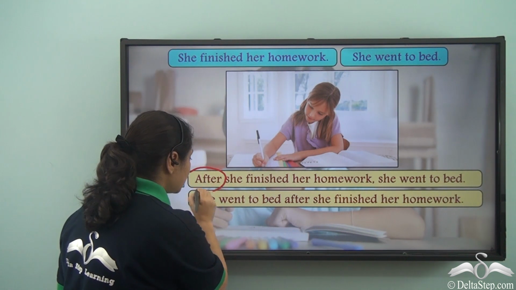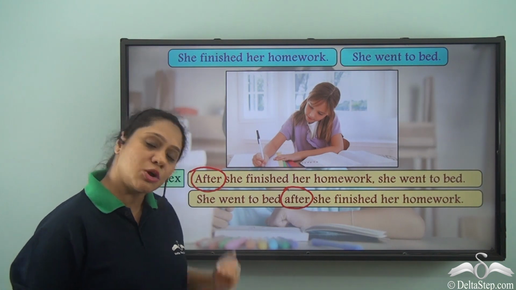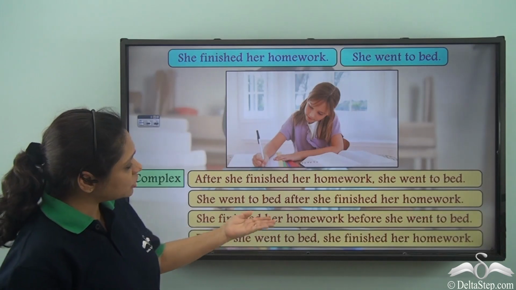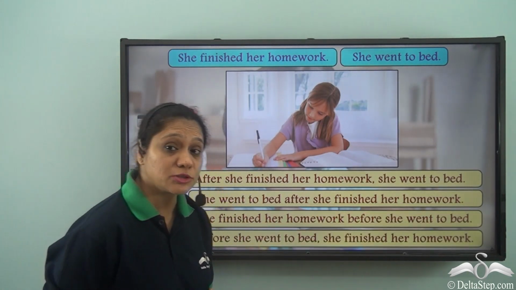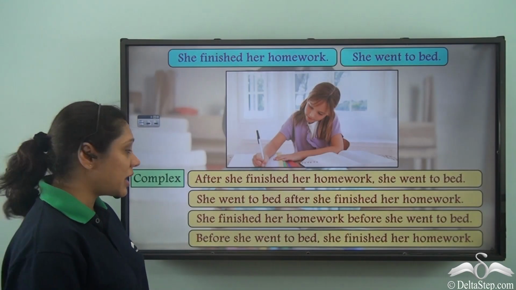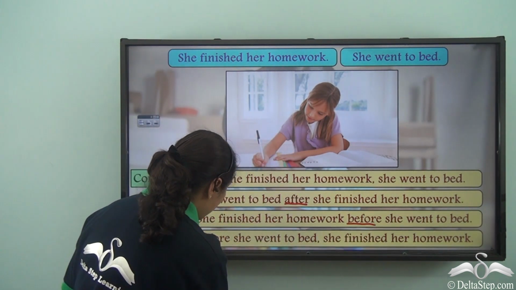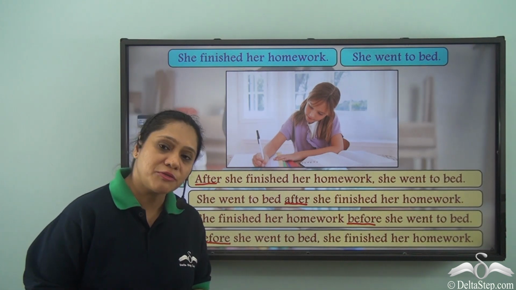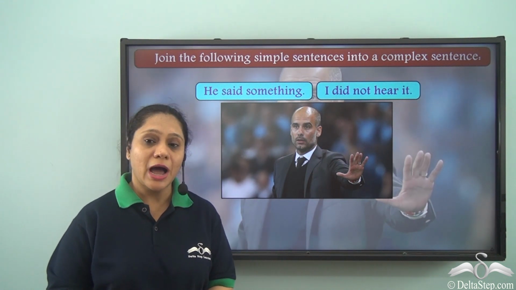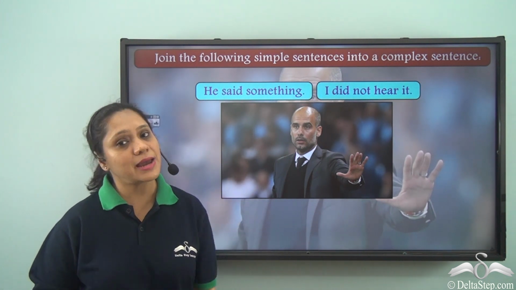The use of conjunction after is making it very clear as to the sequence of the actions. You can also write, she finished her homework before she went to bed, or before she went to bed, she finished her homework. So the conjunctions after and before make it very clear as to the sequence of actions that are taking place. Now that you have seen how we can join simple sentences to form a complex sentence, let us try to do this exercise.